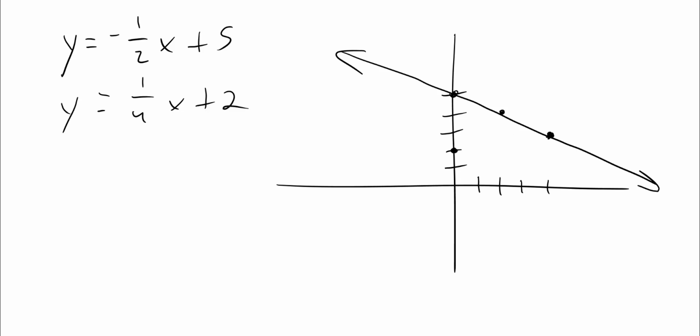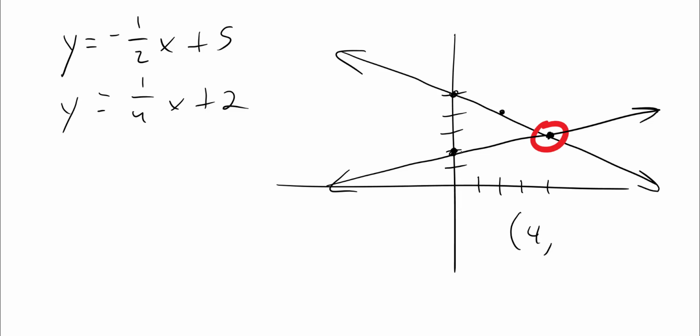Okay, so again, that point is on both lines. So once I have that, let me sketch that line now too. There we go. So if you again count this over, you're going to get 1, 2, 3, 4. It's going to be 4, comma, up 1, 2, 3. 4, comma, 3 is your solution. Okay, that's not bad. Let's do one more.